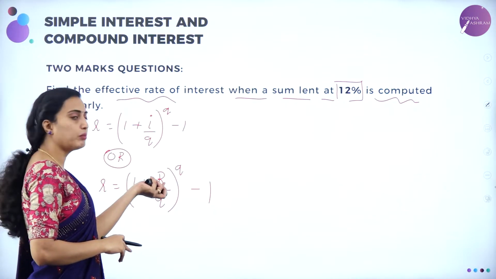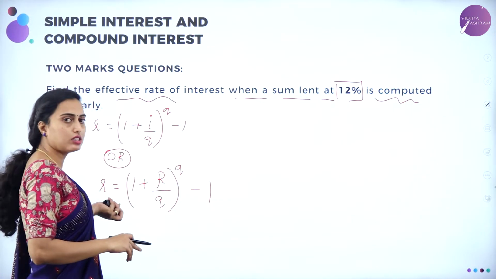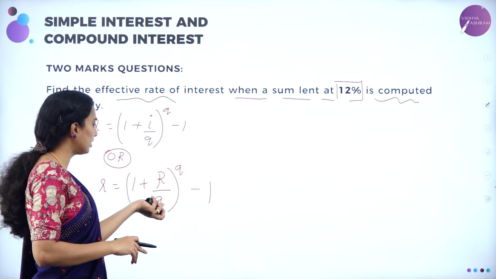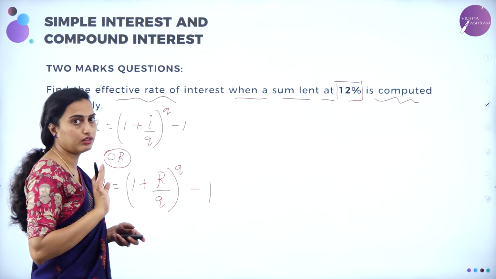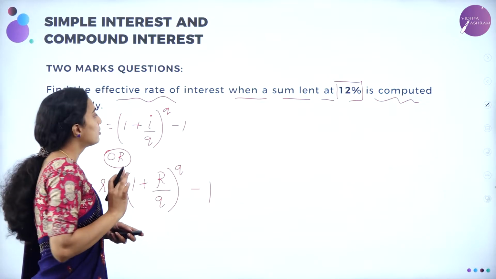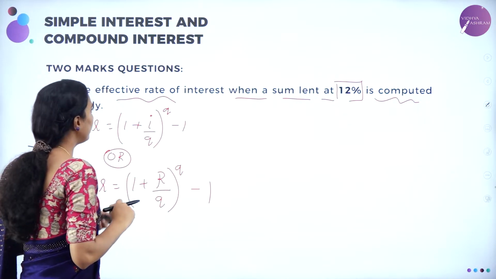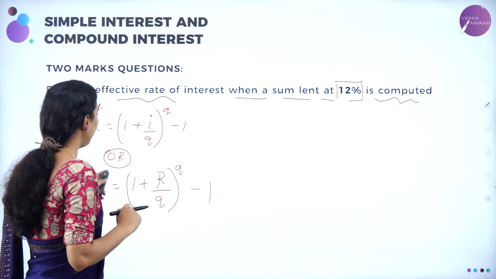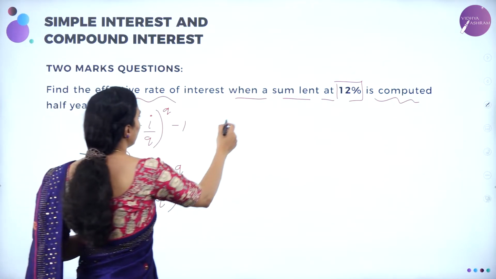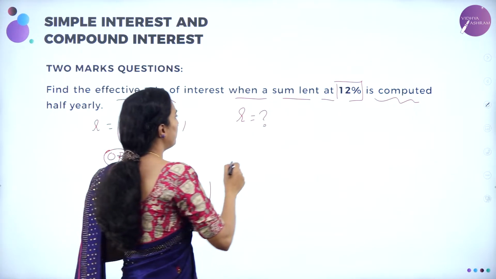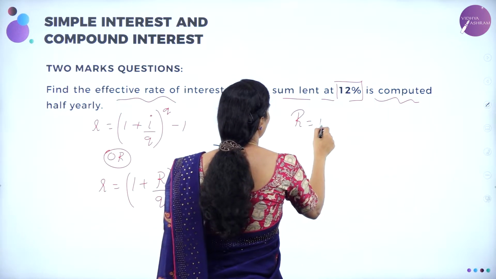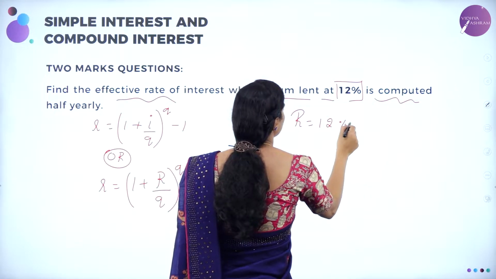So capital R is nothing but the nominal rate, small r is the effective rate, and Q is the number of times interest is computed per year. Therefore, they have asked us to find the effective rate, r. What is r? The effective rate. The sum is lent at 12%, that is the nominal rate, so R is equal to 12%.